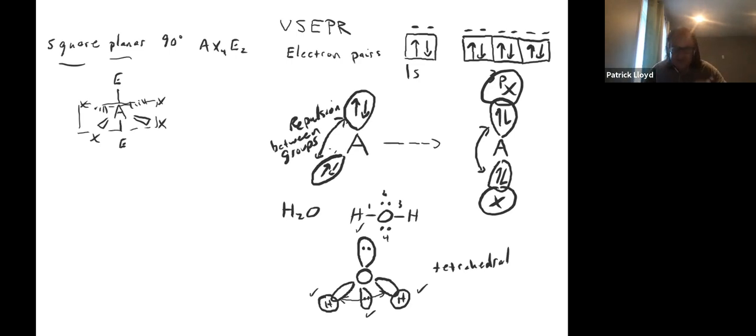So keep in mind, this can be a little bit confusing. The arrangement of the electron groups is tetrahedral, but the arrangement of the atoms is bent. And when we talk about VSEPR theory, in the end, we want to know the arrangement of the atoms. So our answer would be that water is bent, okay? And then you just memorize that chart, bent, 104.5 degrees, okay? Let me show you another one.